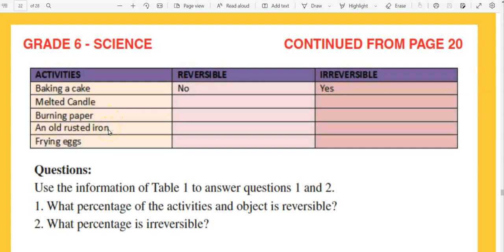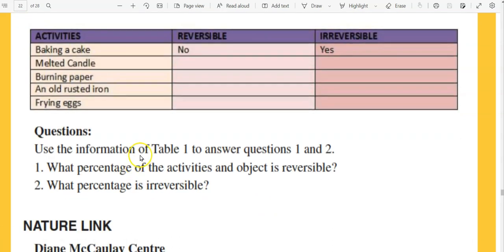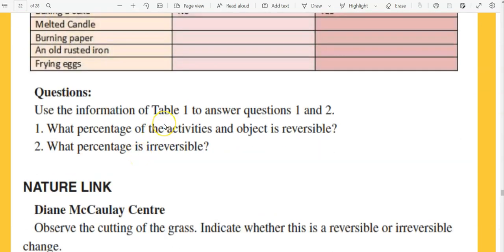Let us be careful if we're going to try this for ourselves, because rusty materials, you know, if we get cut by them, we could have to go to the doctor to get a tetanus injection. So let's be very careful, you know, in trying that one. Frying eggs. Here are some questions. Use the information of table 1 to answer questions 1 and 2. What percentage of the activities and objects is reversible, and then what percentage is irreversible?